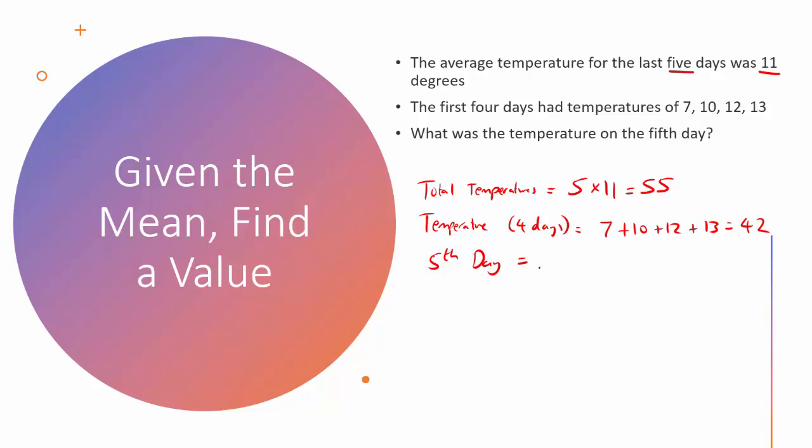Well, hopefully you've got it. The total for the 5th day, the temperature will be 55, take away 42, which is 13 degrees.